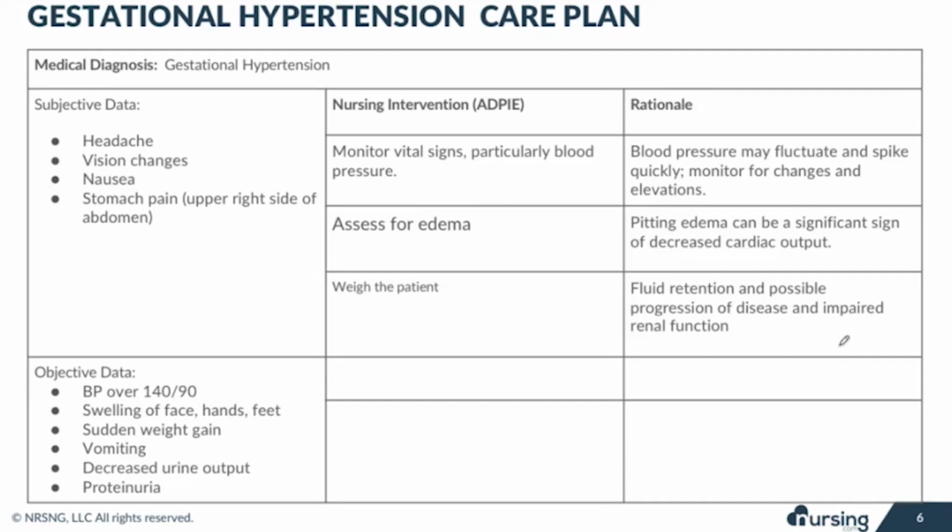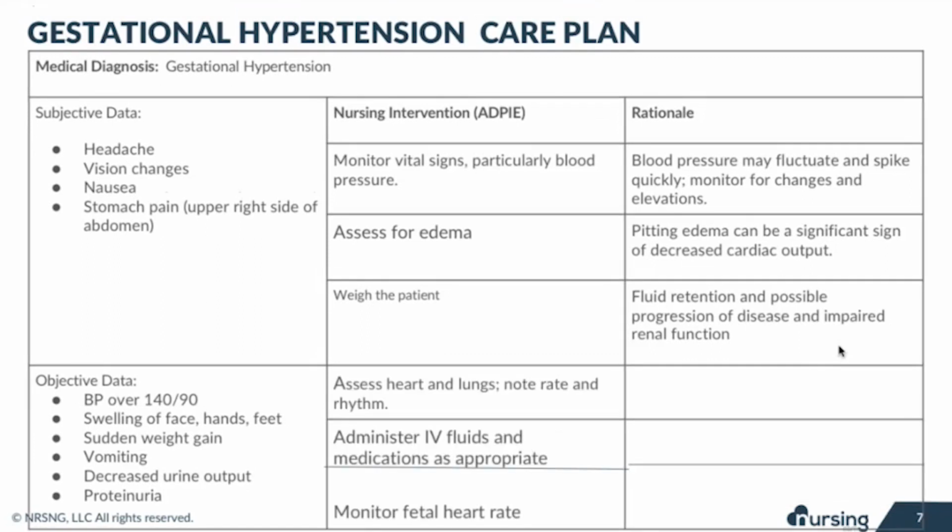All right, guys, so that is all your subjective data with your interventions and your rationale. Next, let's take a look at our objective data. All right, so for this, our interventions, we are going to assess heart and lungs. We're going to note the rate and the rhythm. We're going to administer IV fluids and medications as appropriate. And then we're also going to monitor the fetal heart rate.